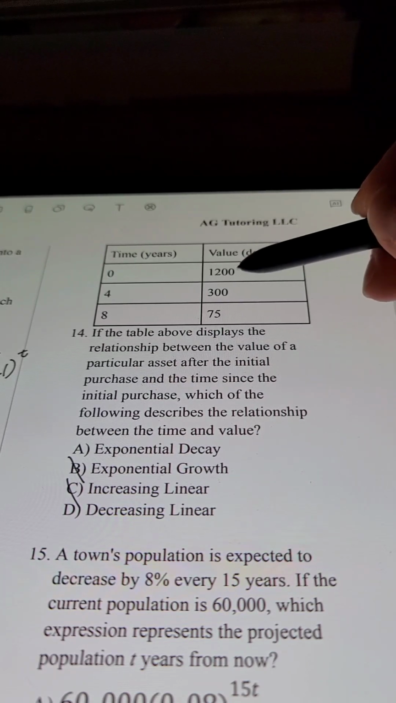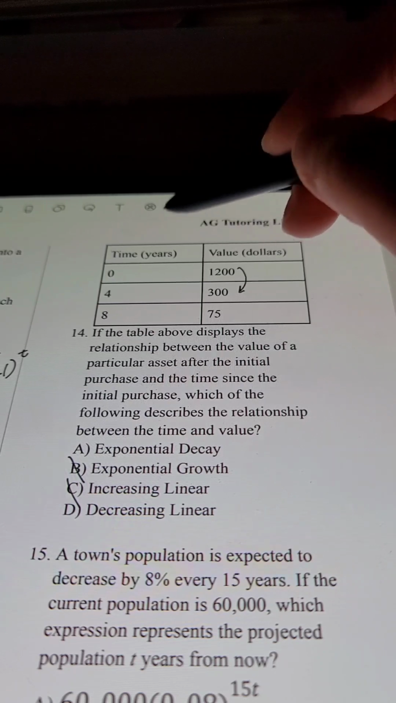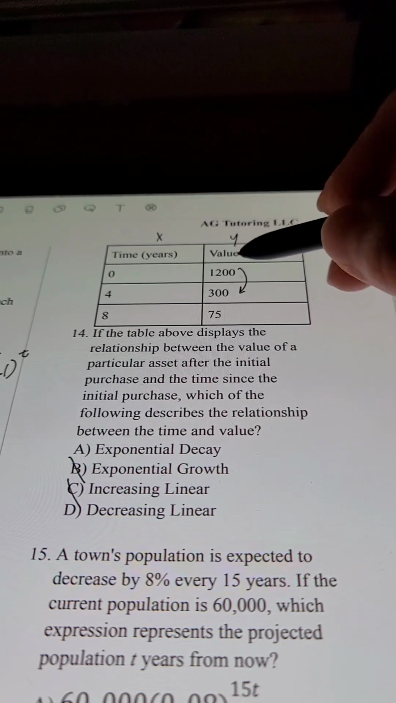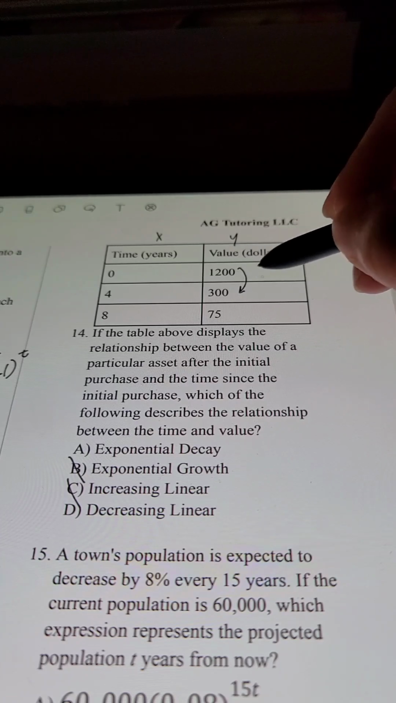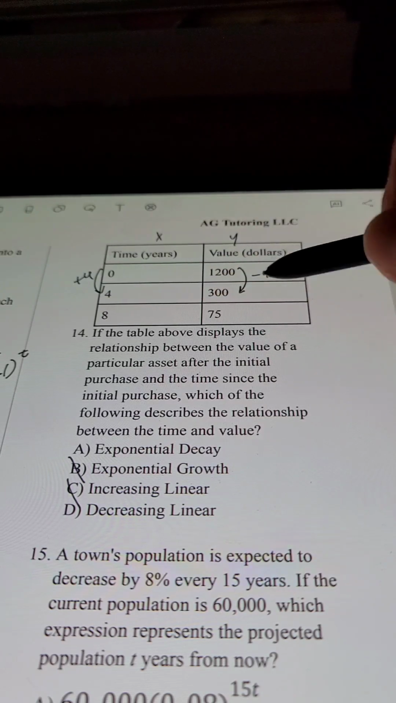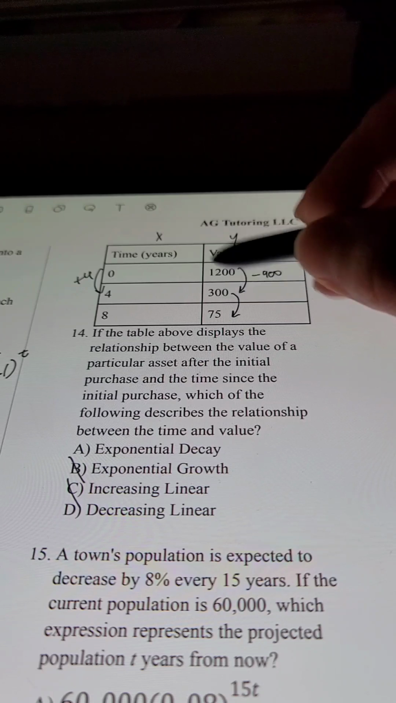So you know that from a table, probably in 7th grade or something, you learned that if you have an XY table, the slope is the change in Y over the change in X. So the change here, how is it changing? Well, it's going down by 900, right? And then over here, it's going up by 4. Over here, is it going down by 900?